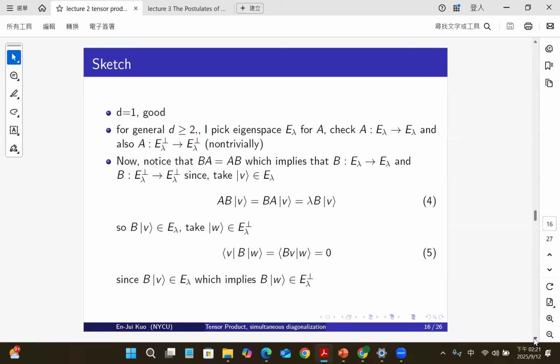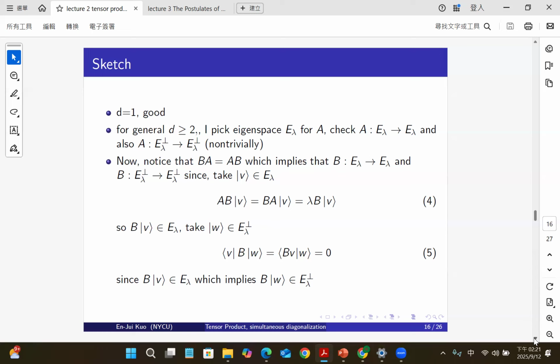still inside this vector space. 没有地方，这个废话。Then the non-trivial part will be that A will map E lambda perp to E lambda perp. Why is this true? So let's say I take an element W inside this. So the result will be A times this W, right?